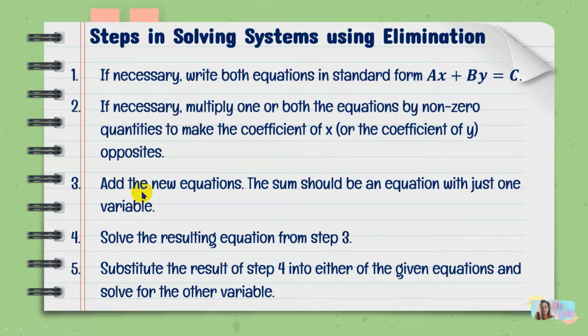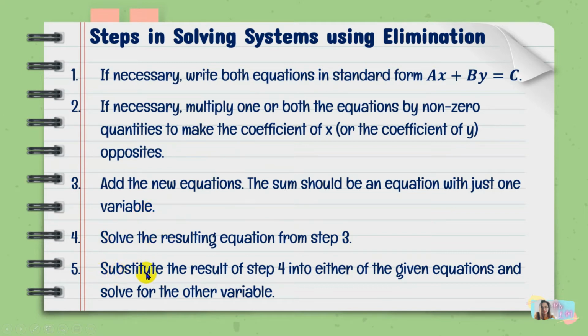Then for step number 3, add the new equations. The sum should be an equation with just one variable. So dahil nga naghanap tayo ng term na may additive inverse, that means meron tayong ma-eliminate, may maaalis tayo pag nag-add tayo ng ating mga equations. At pag nakapag-add na tayo, kailangan po meron na lang matitirang isang variable. At dun po papasok yung ating elimination kasi may natanggal na tayo na isang variable at isa na lang variable yung natira. Then, for step 4, solve the resulting equation from step 3. Syempre, kailangan nating makuha yung final answer for that variable.